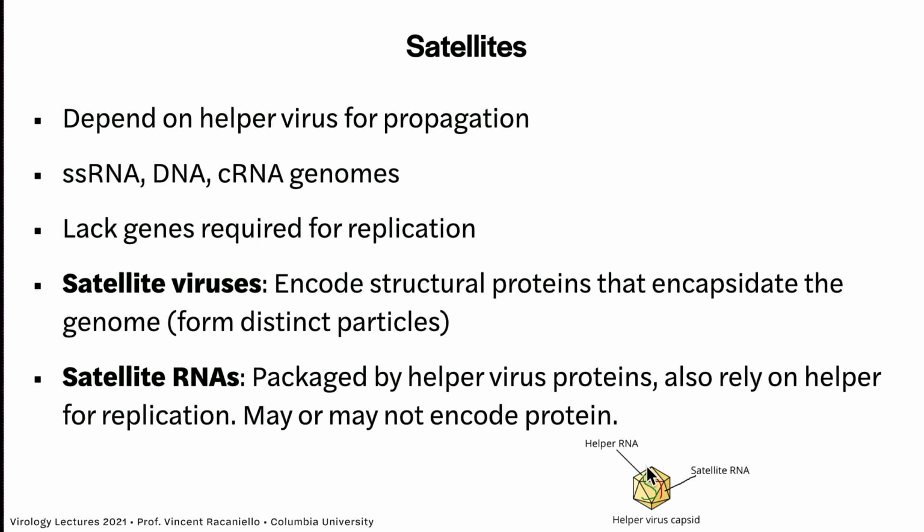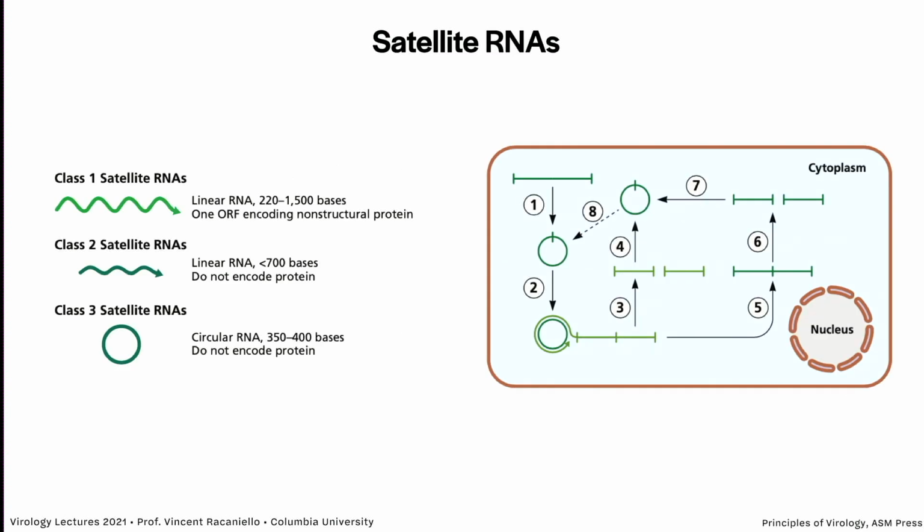So here's an example of a satellite RNA encapsulated in a capsid made by the helper virus, and the helper virus RNA is in it as well. So you have both satellite RNA and helper. The distinction is that the viruses encode a capsid. That's what makes them a virus, and the others are just satellite RNAs. Okay? So there are a couple of different kinds of satellite RNAs.